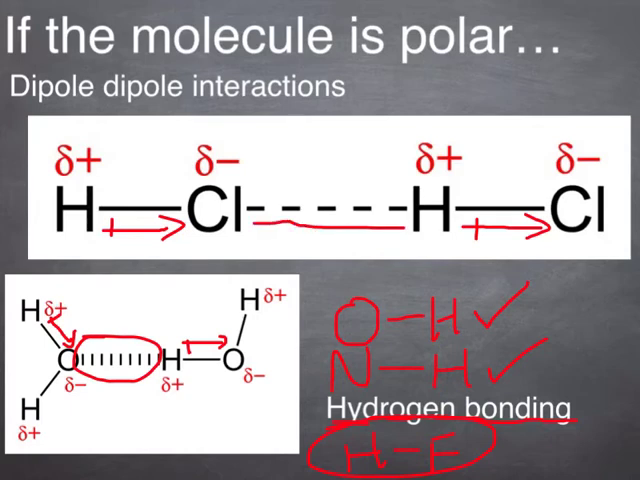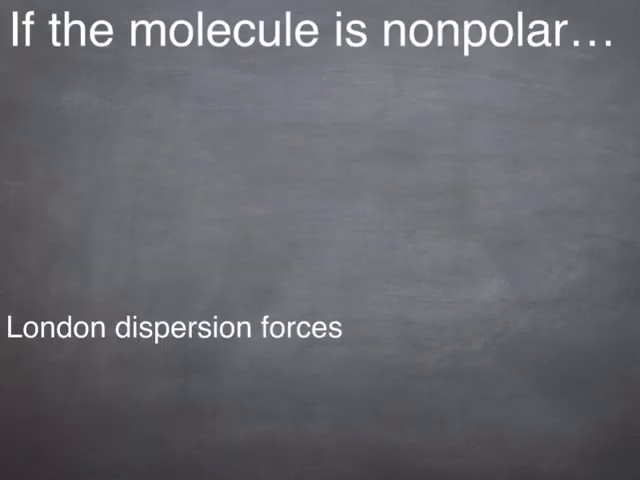Okay, so in general, the more polar the molecule is, the stronger the interactions between it will be. Let's move on. The other type of intermolecular force you're going to learn about occurs if the molecule is nonpolar. And those types of forces are called London dispersion forces.